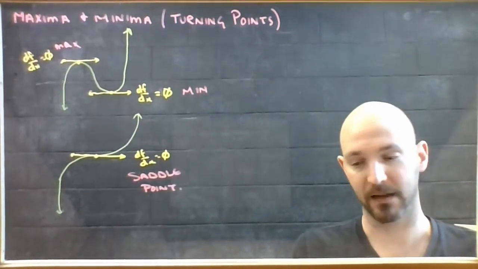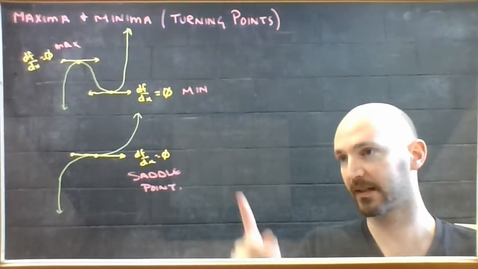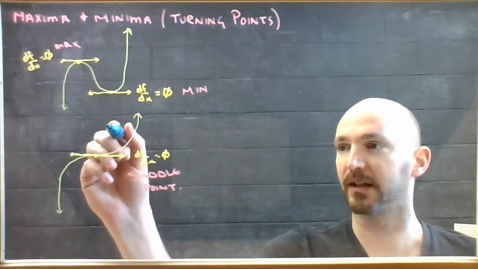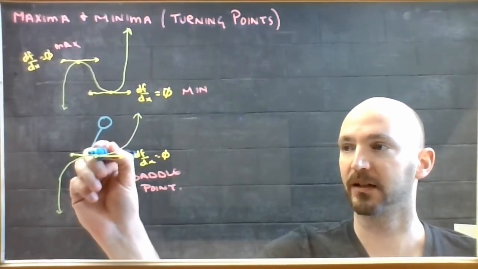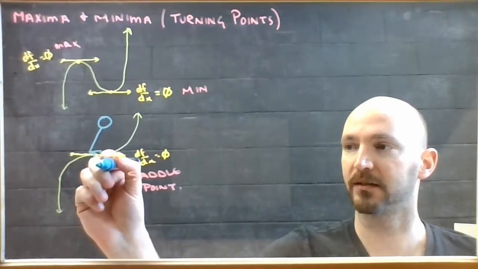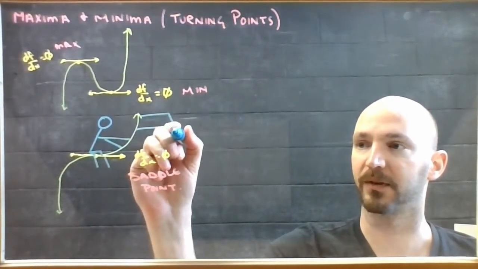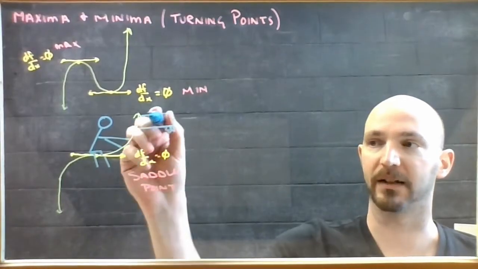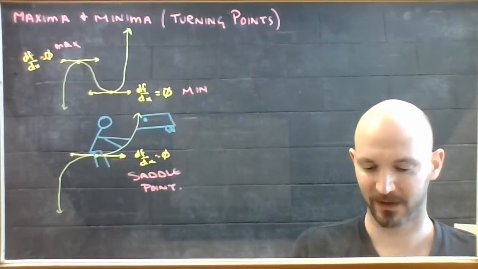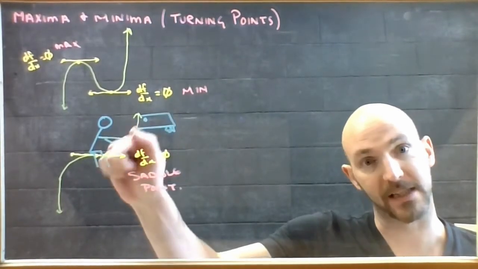Now, why a saddle point? Well, if I take this curve and I draw you a stick figure who's sitting on it, holding on because it's some sort of horse or dragon, whatever you think that is, they're sitting in the saddle right there.